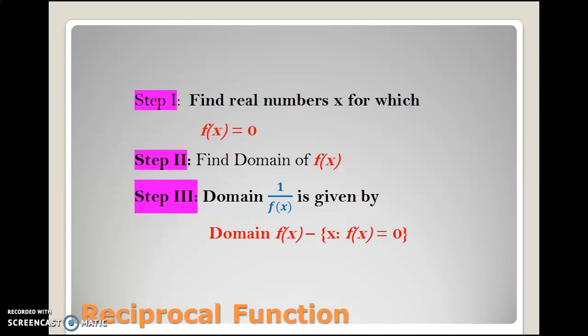So first of all, we find the points where f(x) is equal to 0 and then discard these points from the domain of f(x). Therefore, the domain of 1 upon f(x) is given by the domain of f(x) except for the points where f(x) is equal to 0.